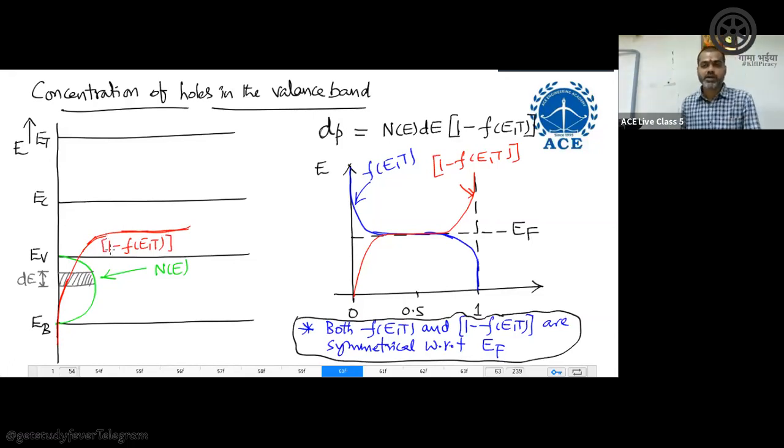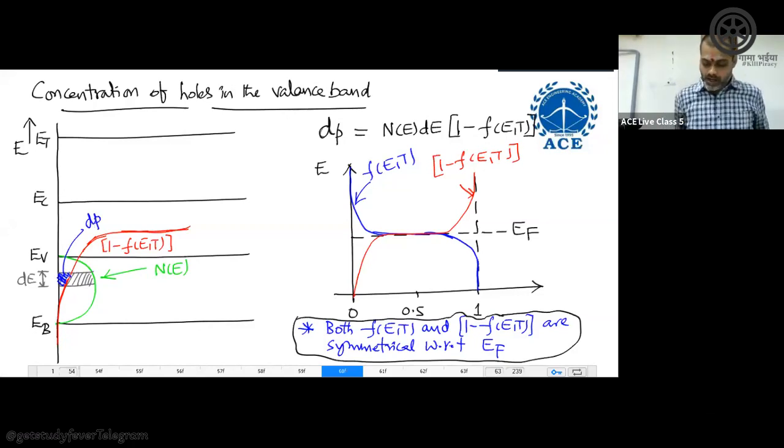Am I clear? Okay, the same procedure that we have done for the concentration of electrons in the conduction band, I am doing the same, but what is the difference that you must understand here? This term 1 minus f of e comma t you must write here. Now what is dp here? dp is nothing but you have to multiply these three, where you can represent that point here. Yes, nothing but this portion. Am I correct? Hope I am clear.